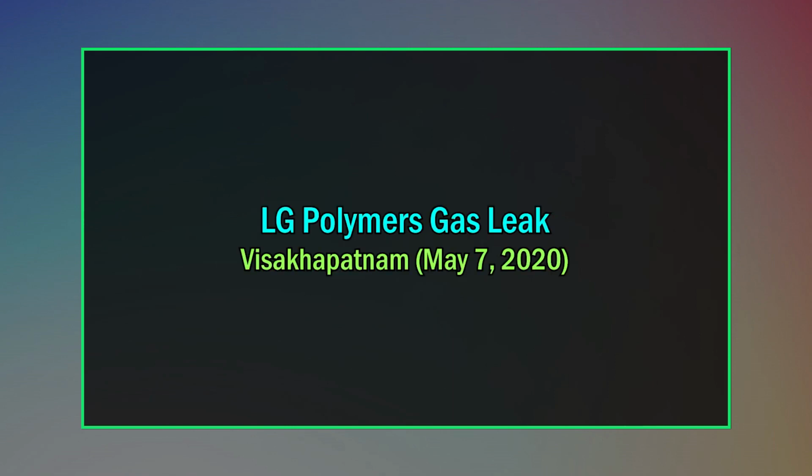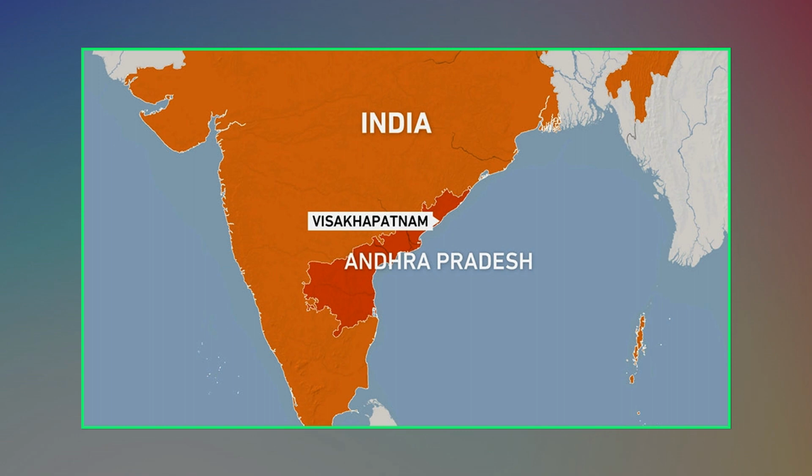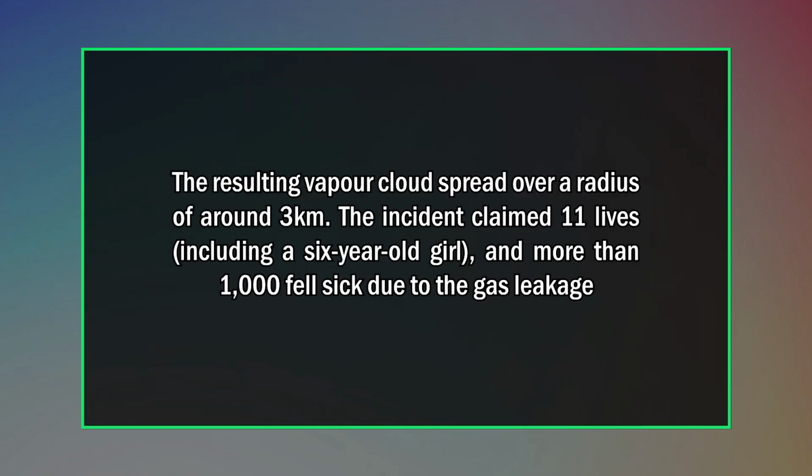LG Polymers gas leak, Visakhapatnam, May 7, 2020. The Visakhapatnam gas leak or Vizag gas leak was an industrial mishap that took place at the LG Polymers chemical plant located on the outskirts of Visakhapatnam, Andhra Pradesh during the wee hours of May 7, 2020. The resulting vapor cloud spread over a radius of around 3 kilometers.